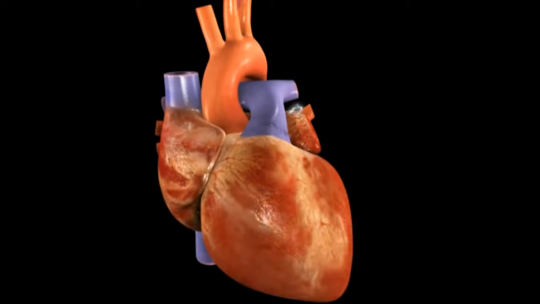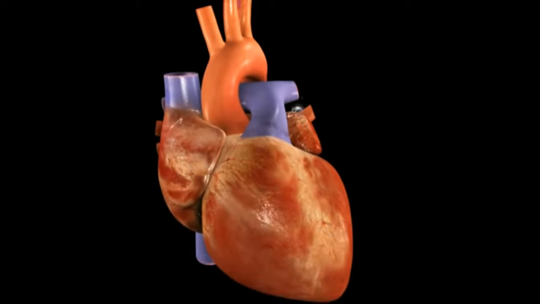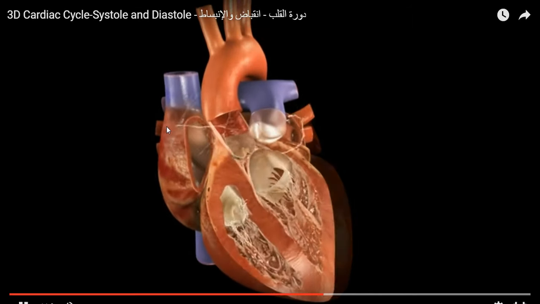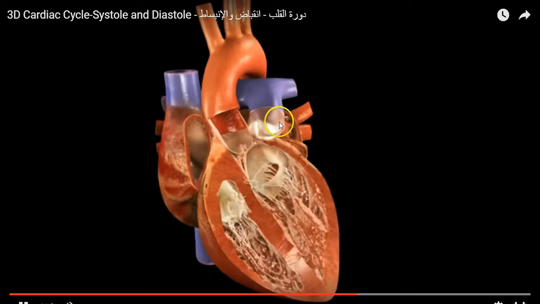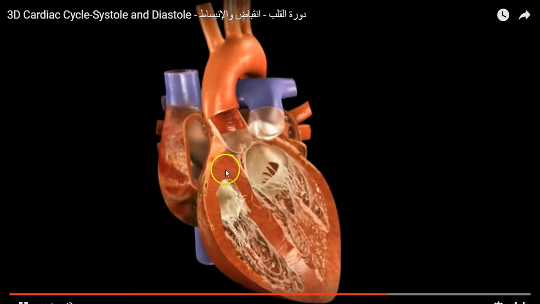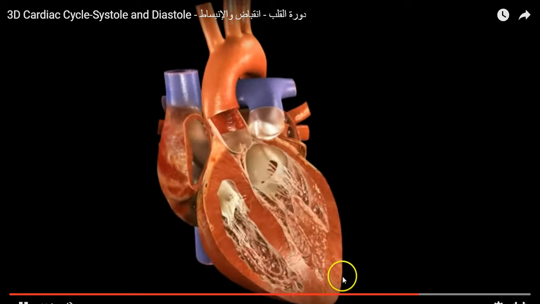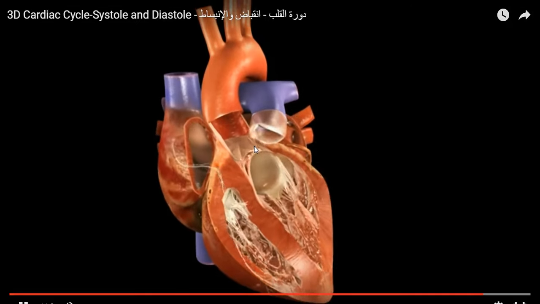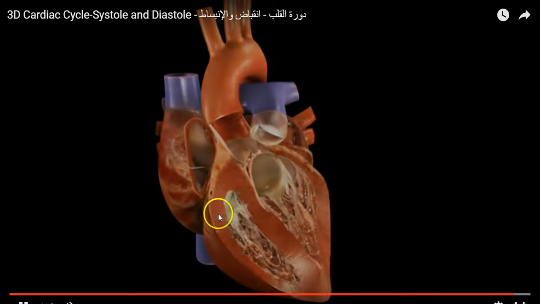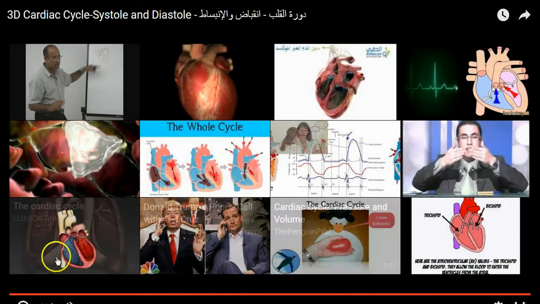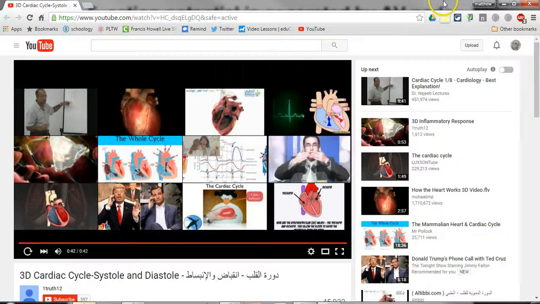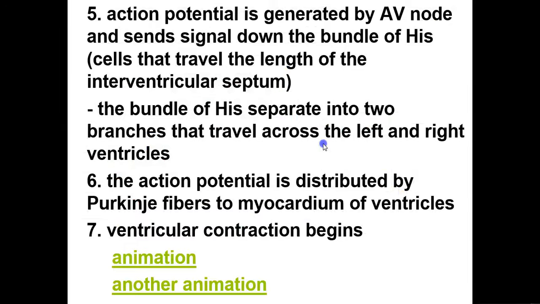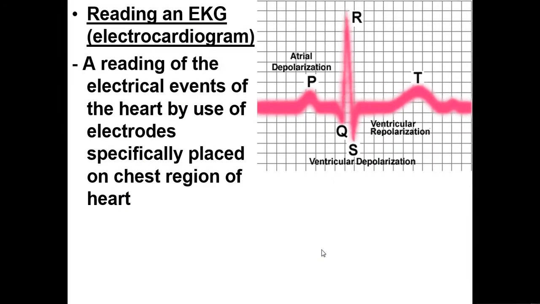What you're seeing here is essentially how the electrical stimulus or signal is traveling from the SA node, which is located right up here, sweeping across the atriums, reaching the AV node, sweeping down the interventricular septum to the Purkinje fibers, causing it to contract. Notice also the action of the valves opening and closing. Boom. So what this leads us into is actually what's called an EKG.